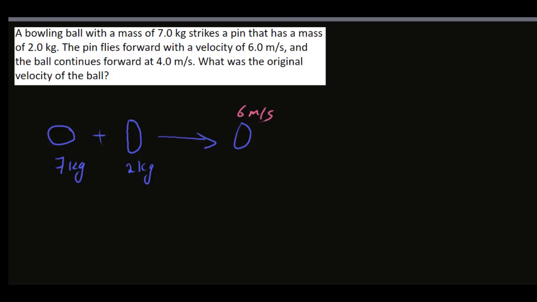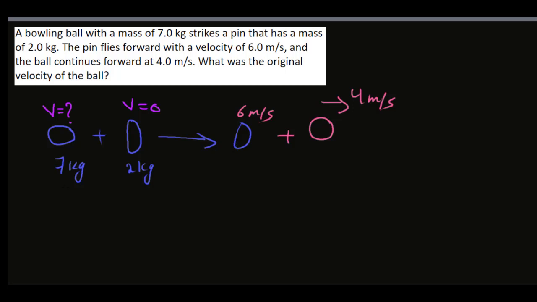So after collision, the pin moves forward at 6 meters per second, and the ball continues forward at 4 meters per second. What was the original velocity of the ball? So the question here is what is the velocity of the ball. And the pin, of course, was at rest. In a bowling game, the pin is at rest, so its velocity is 0.